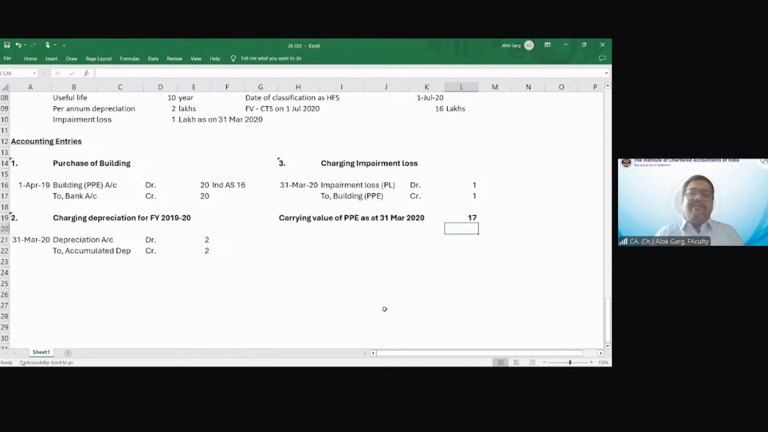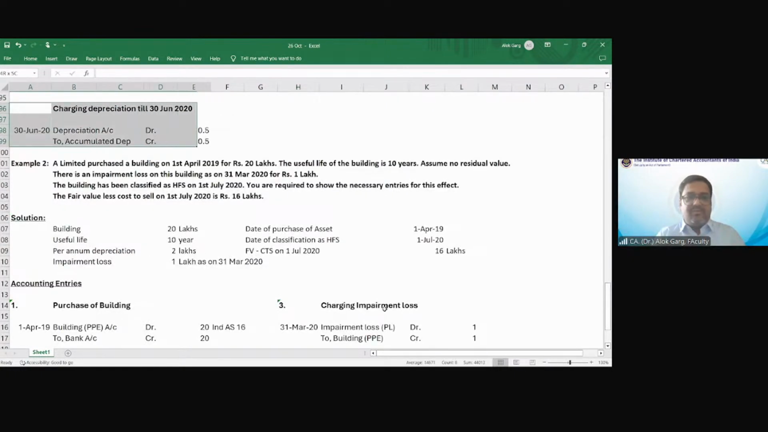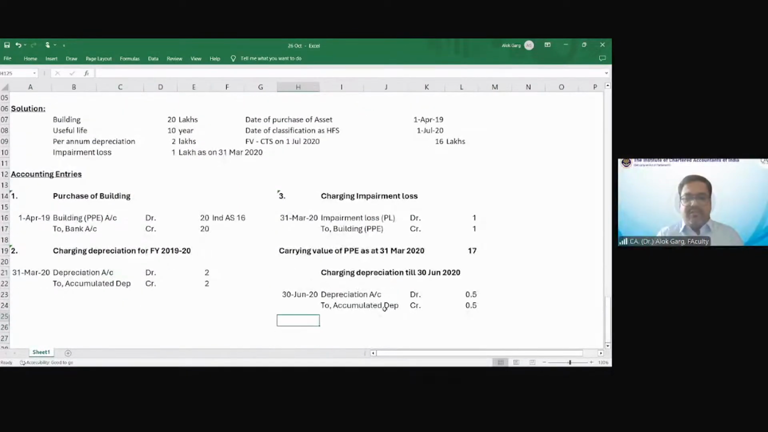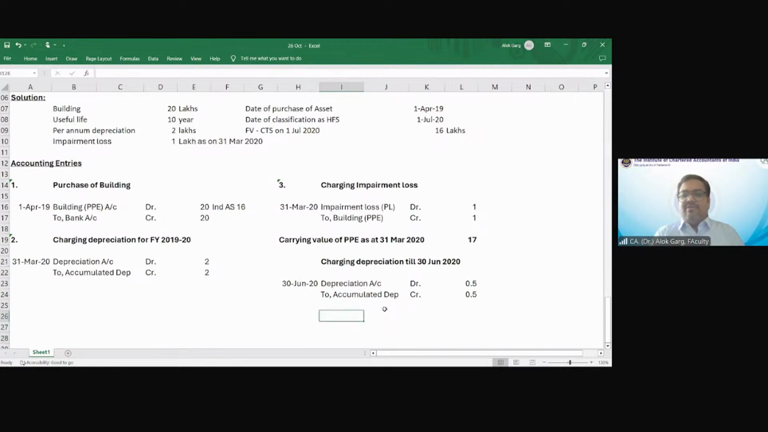What is the remaining life of this asset? 9 years. What is the next entry? Next entry. I need to charge depreciation. Depreciation for 3 months, charging depreciation till 30th June 2020. Right? Yes, sir. Any problem? 0.47. 0.5. So what is the depreciation for full year?